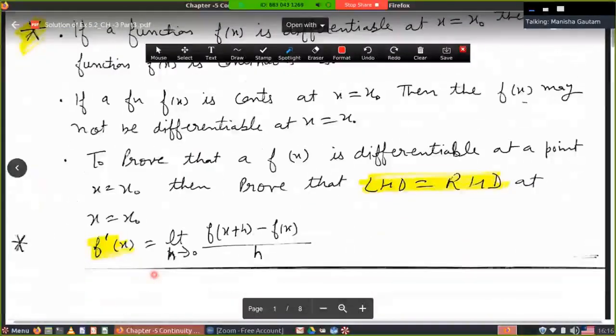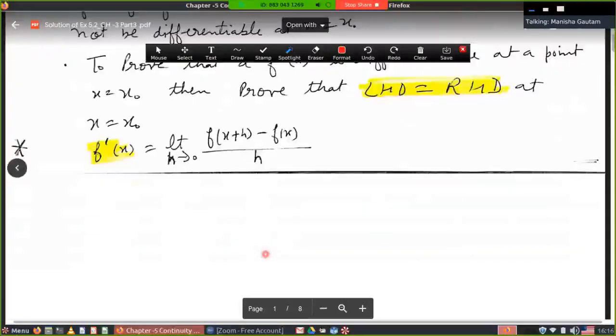The second formula is also written in some books. The f dash x, dash means derivative. f dash x is equal to limit h tends to 0 of [f(x plus h) minus f(x)] upon h. Sometimes it is also written as limit x tending towards a point, not h, only x tending towards, suppose, x naught, then [f(x) minus f(x naught)] upon x minus x naught. You can use that formula also. I'm just giving you an idea of both examples.